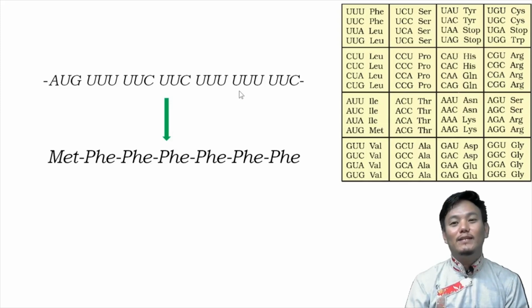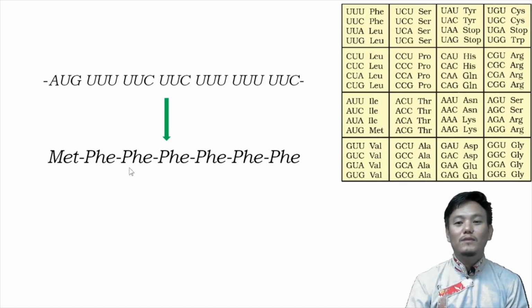This shows that the genetic code is non-ambiguous. There is no ambiguity that AUG will code for any other amino acid apart from methionine. There is no ambiguity that UUU will code for any other amino acid other than phenylalanine. So this is the non-ambiguous nature of the genetic code.